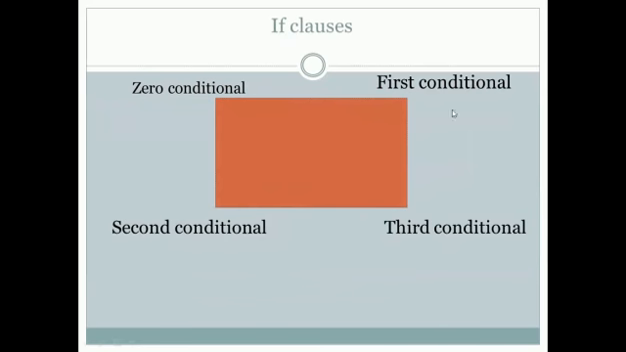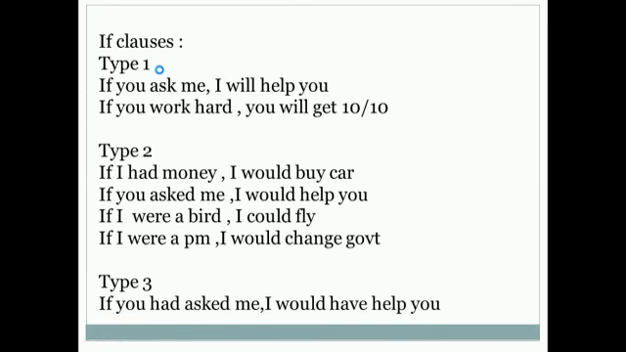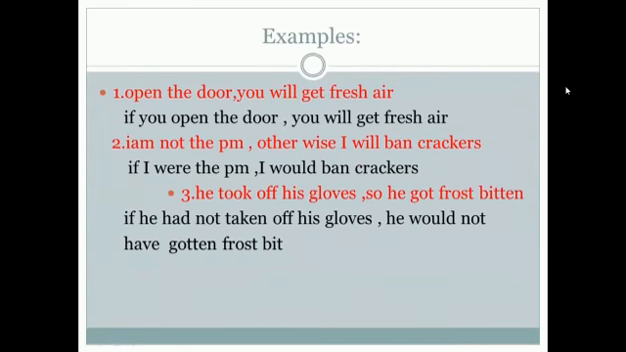And if clauses: first conditional, second conditional, third conditional, zero conditional. So if you see type 1, if you ask me, I will help you. If you work hard, you will get 10 by 10. So possibilities are expressed in type 1. And type 2, if I had money, I would buy a car. If you asked me, I would help you. If I were a bird, I could fly. If I were a PM, I would change the government. And type 3, if you had asked me, I would have helped you. So these are the examples for these clauses. And some examples for this: open the door, you will get fresh air.